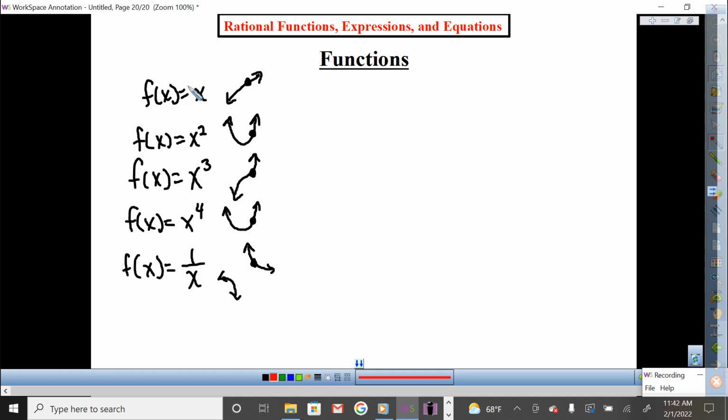Look up. If I did this, instead of being at 1, 1, this is now at 1, what? Negative 1. That's why it flips upside down. And it does the same to this one. Instead of being at 1, 1, it's at what? 1, negative 1, and it flips. How about this one? Flips. How about this one? Flips. How about this one? Flips, Mr. Q.